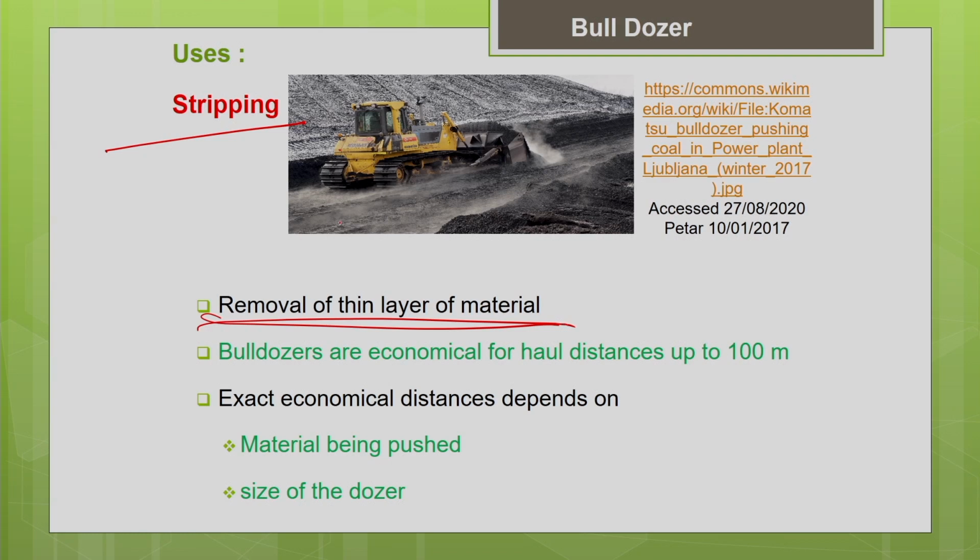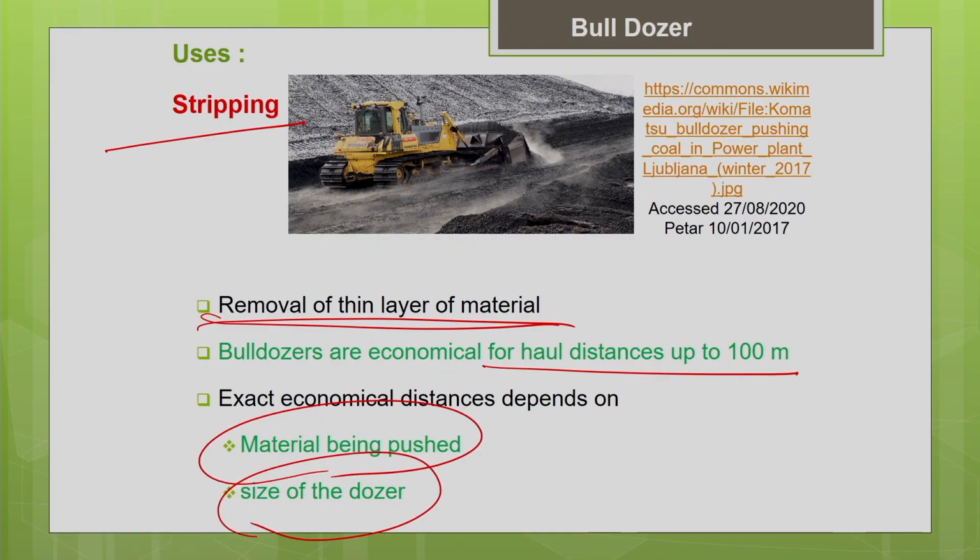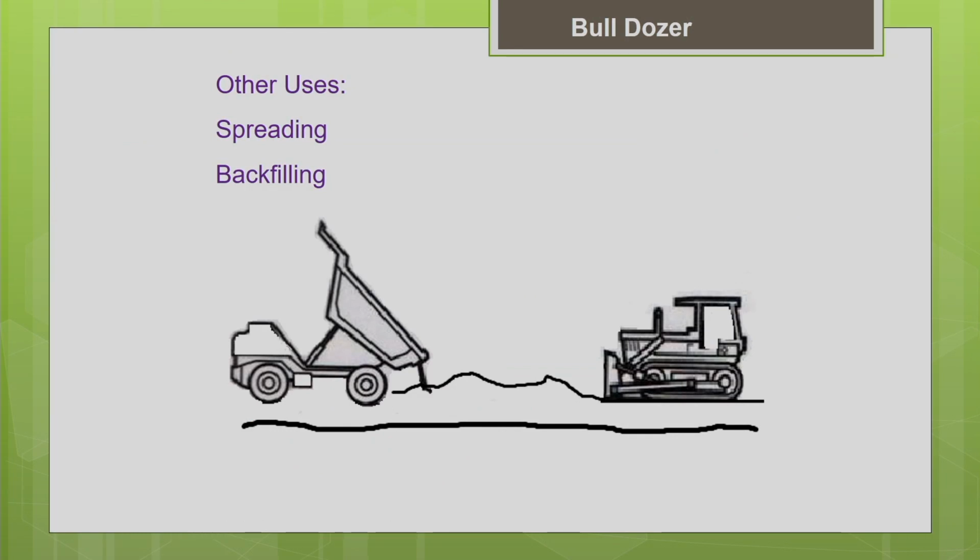The bulldozer is very commonly used for stripping the top layer. As I told you, the bulldozer is economical only for a haul distance up to 100 meters. The actual distance depends upon the size of your dozer and also the material you are pushing. If you are pushing a cohesive material, it is easier for the bulldozer to push, so you can have a little greater haul distance. But if you are pushing sand, which is non-cohesive, the haul distance is reduced. It depends upon the type of material you encounter in your project site. So what are the other uses?